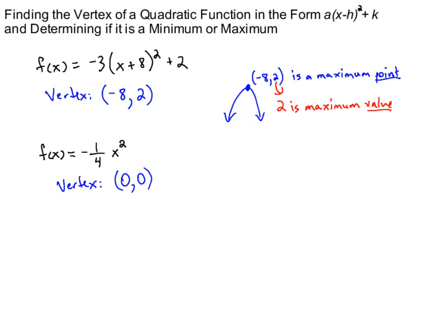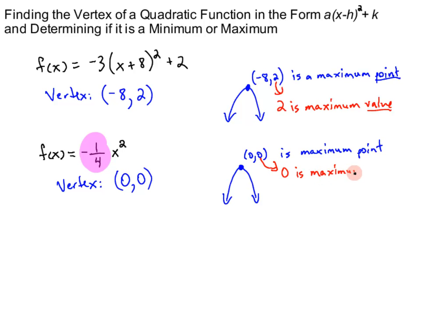And since this number in the front, again, is negative, the parabola will open downward. So by looking at this, we get this sort of graph again. The vertex here is the maximum, because it's the highest point. So this is the maximum point. And the y coordinate here is the highest point, the highest value, so this 0 is the maximum value. Okay? So a point is an ordered pair, a value is a number.